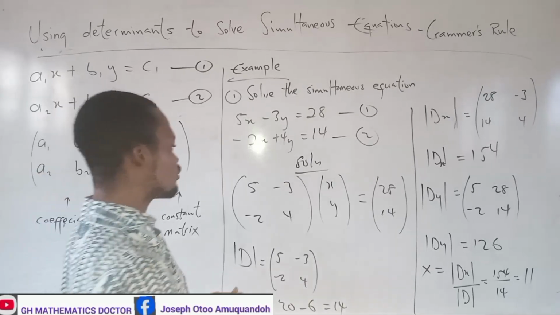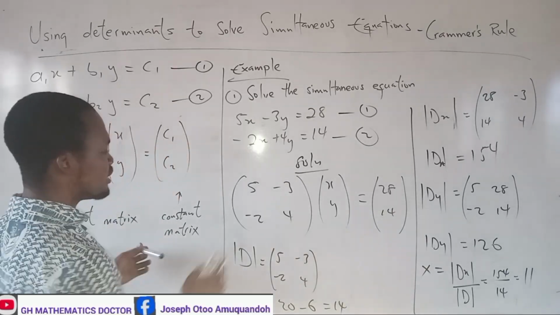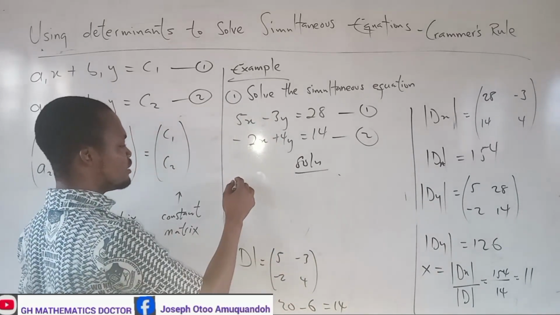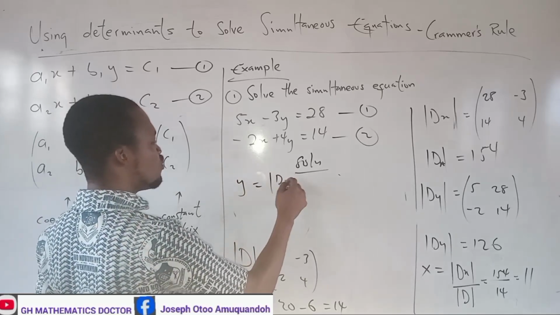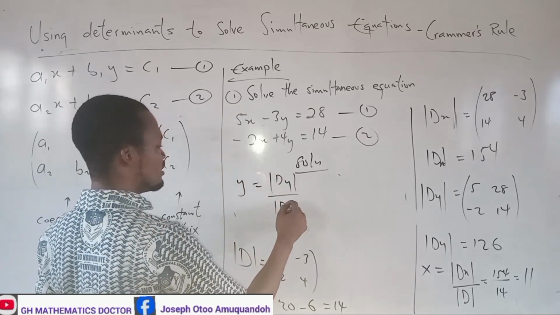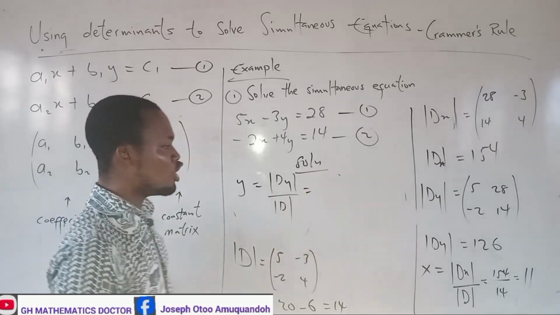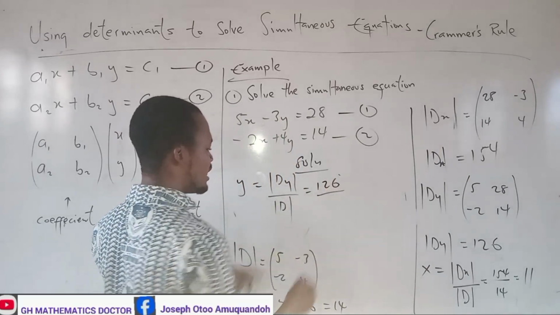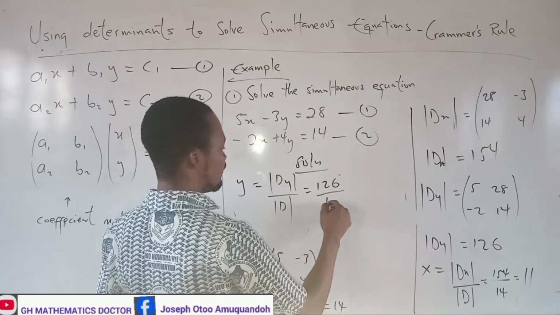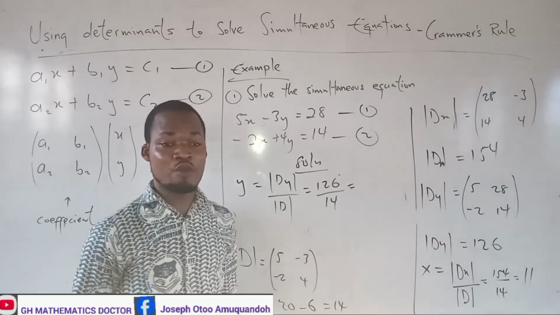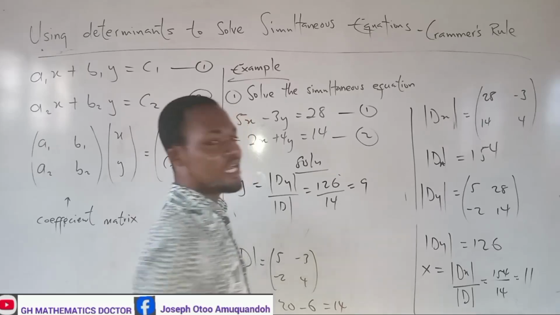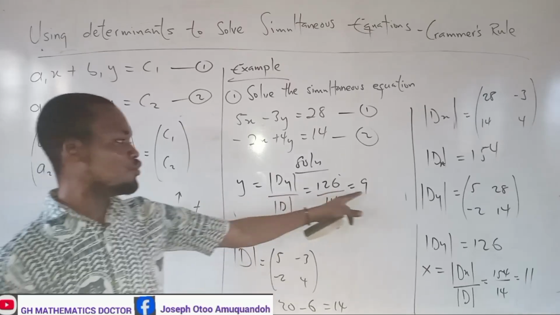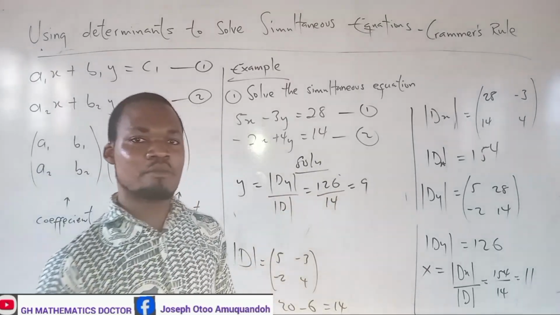And y will also be in this form: y is Dy over D. The Dy was 126 and D was 14. So when we find the result, we are going to get 9. So that is our result: x will be 11 and y will be 9. This is the Cramer's rule method.